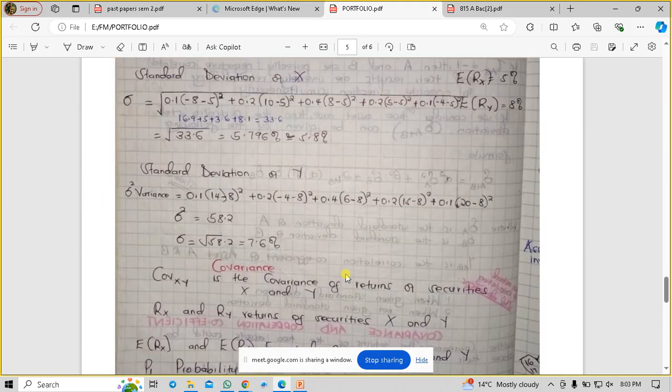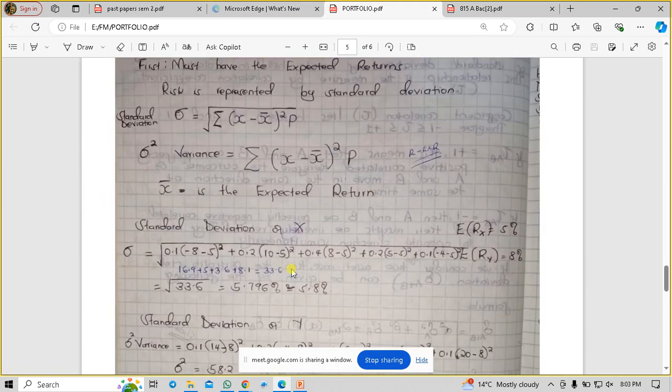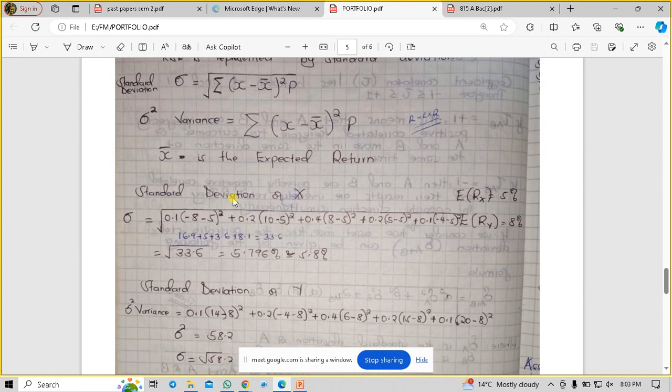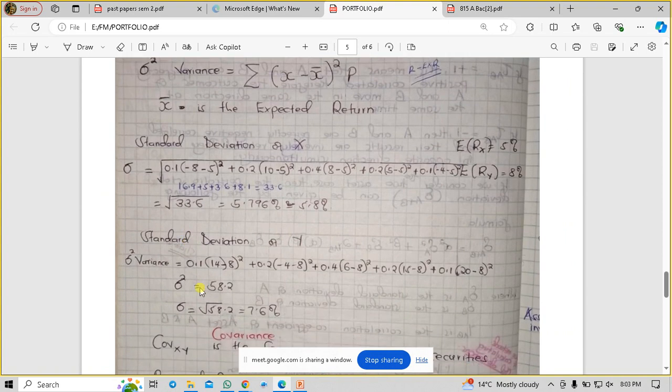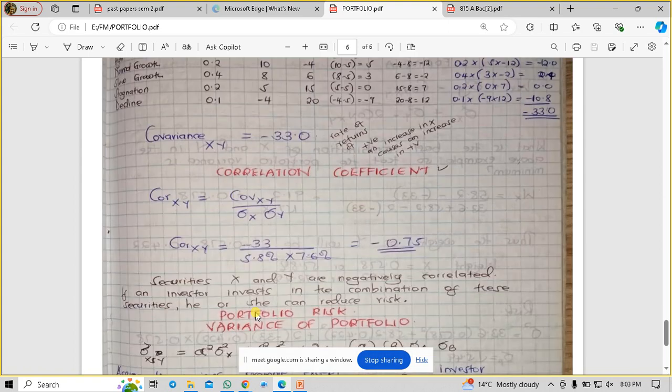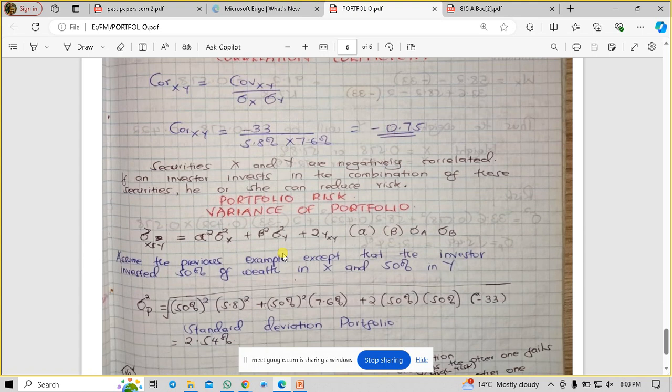And by the way, I also want to say something. Sometimes you can be told, instead of standard deviation, you're told to calculate the variance of x. So for variance, ni hii square root hautaweka. So like here, the variance here is 58.2. But now when you get the square root, you'll have 7.6. So, but now I want us to look at variance of portfolio. Sasa hii si individual security, ni portfolio.